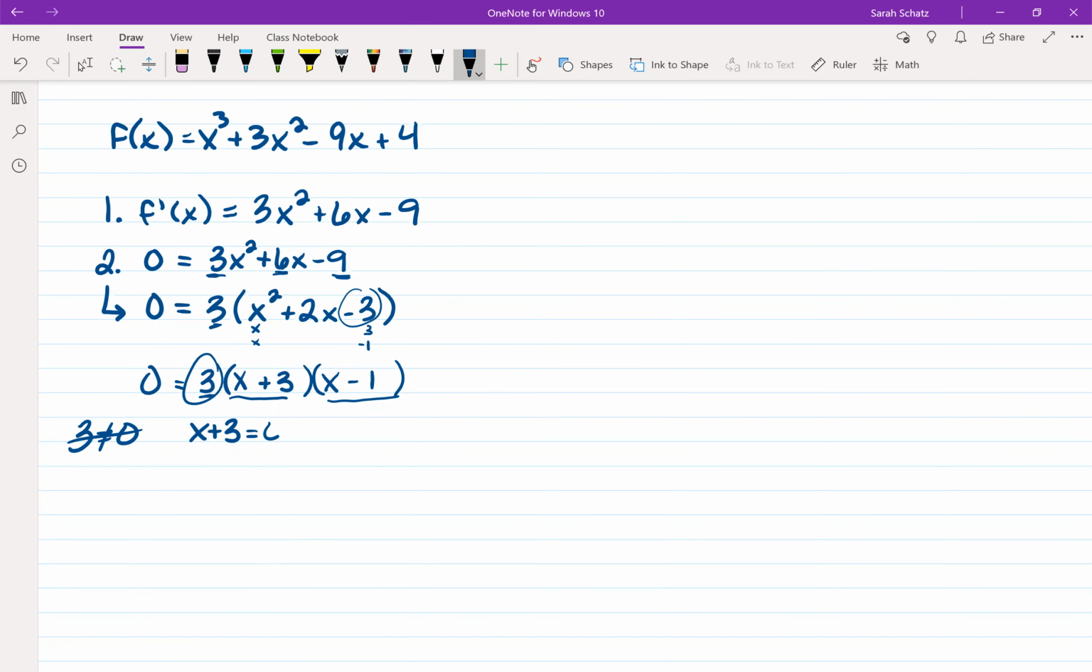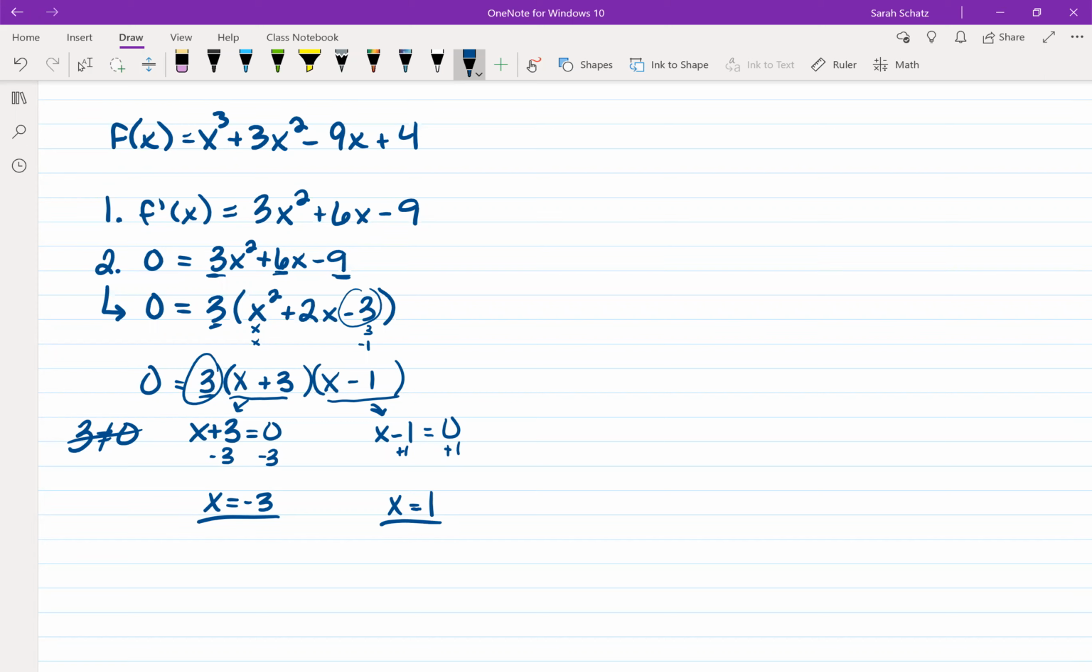Here's what I do want to set equal to 0: the x plus 3 and the x minus 1. So I have 2 factors set equal to 0, so that's 2 separate equations. I'm going to get 2 separate solutions for x. If I solve this one over here, I get x equals -3. This is a solution for x. If I solve this one over here by adding 1 to both sides, I get x equals +1.